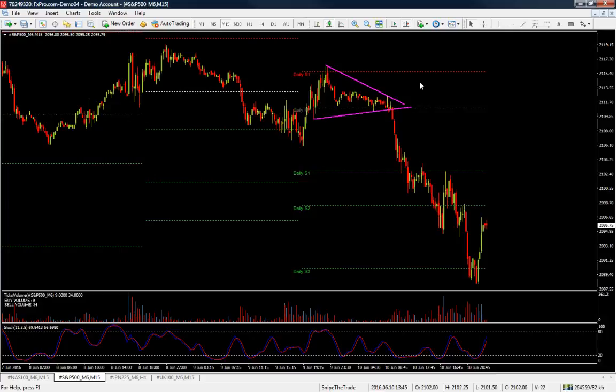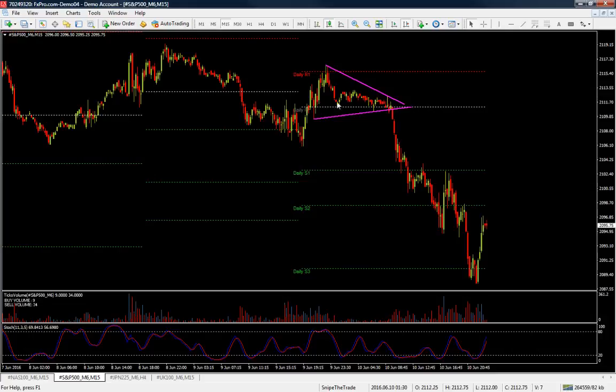Okay, so what's the second step on the triangle formation? Well, that's easy. We need a breakout. That means that we need a break below the daily pivot, a break below the triangle, and a break below the previous low for us to have confirmation of a move down.